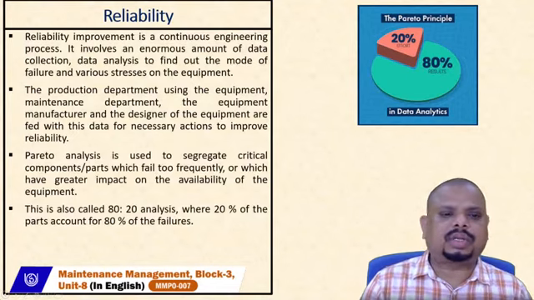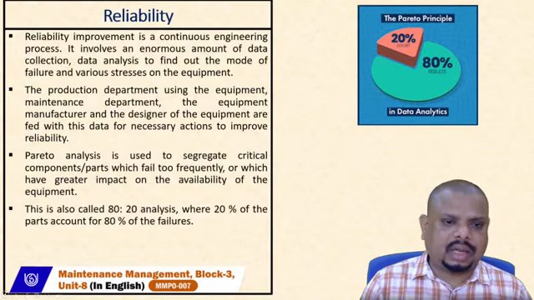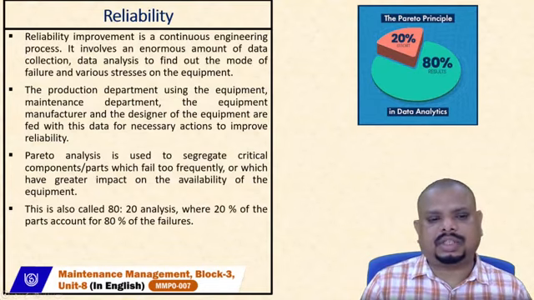As far as the production departments using the equipment, the maintenance departments, the equipment manufacturers, and the designers of equipment are concerned, they are fed with the data for the necessary actions to improve the reliability. For example, a maintenance department has recently purchased a pneumatic cylinder, and the cylinder must specify various forms of data, and that data should be shared with production departments, maintenance departments, the equipment manufacturers, and the designer for necessary action to improve the reliability.